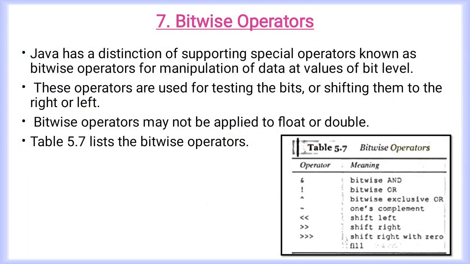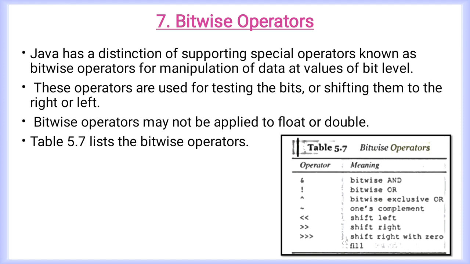The next comes the bitwise operators. So Java supports special operators known as bitwise operators for manipulation of data at the bit level. These operators are used for testing the bits or shifting them to the right or left. So bitwise operators may not be applied to float or double.